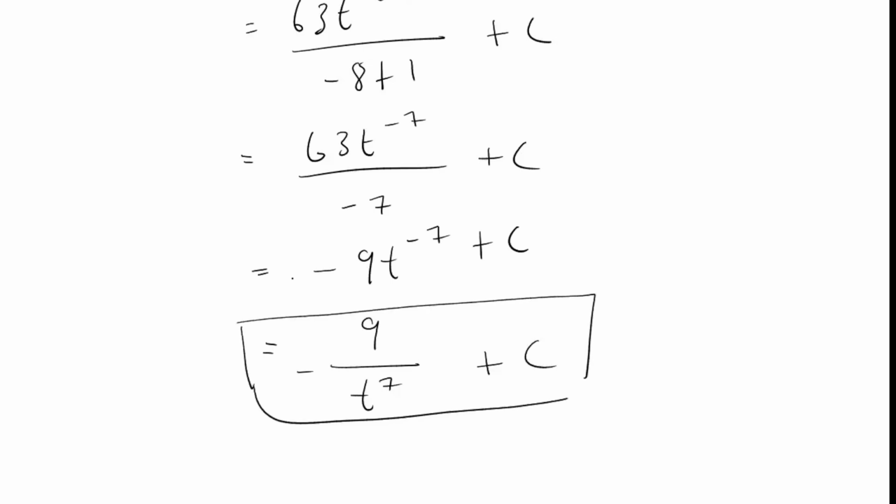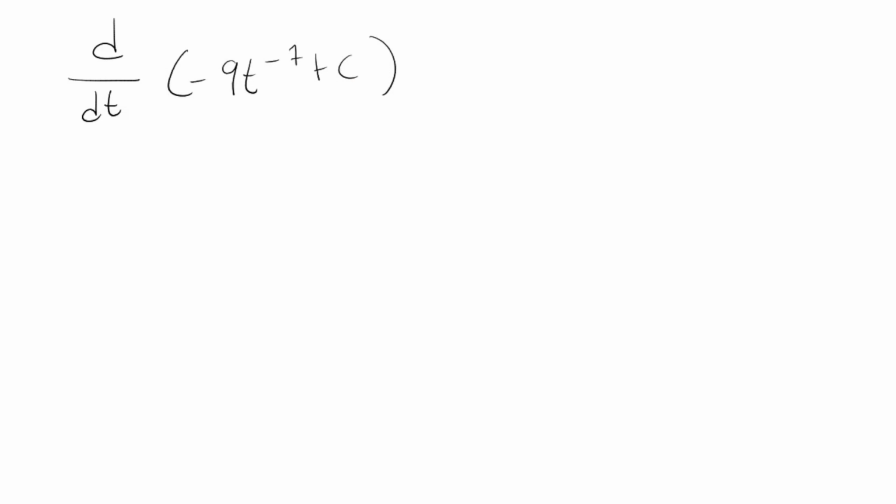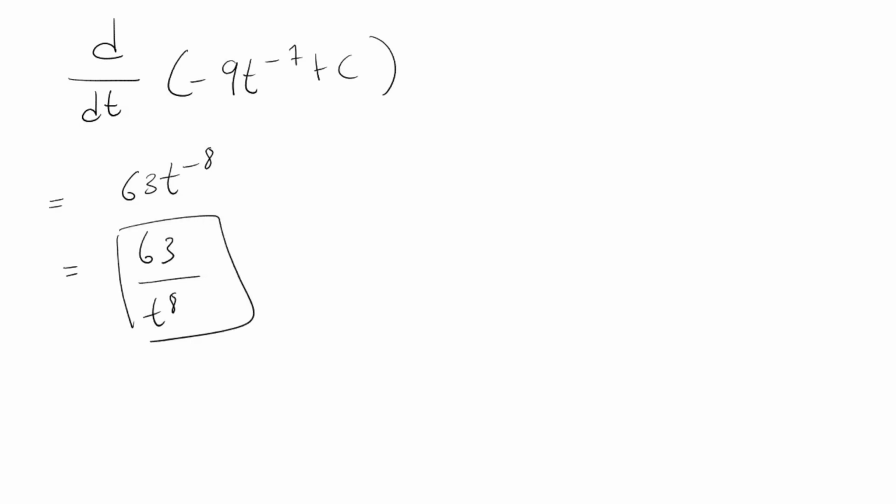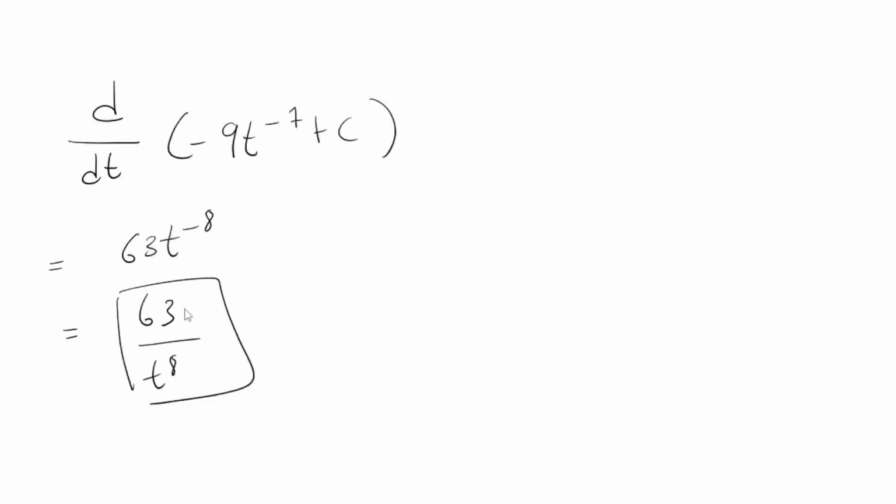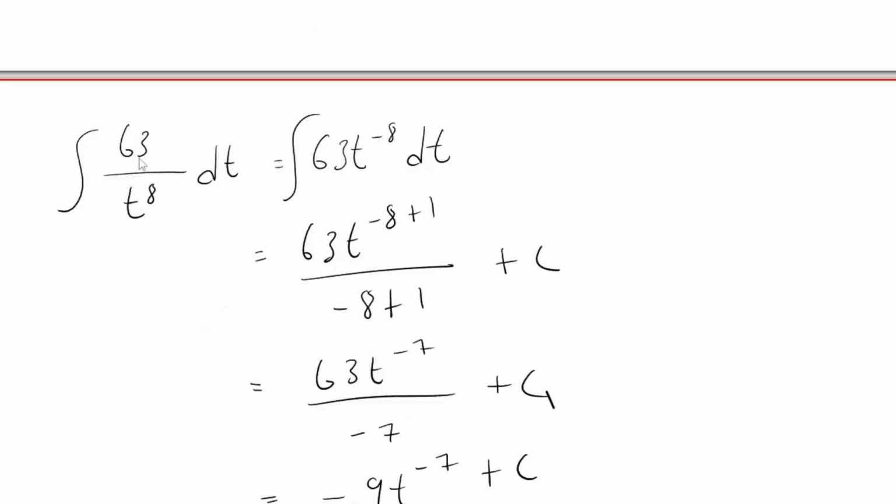That's it. Let's take the derivative of negative 9t to the power of negative 7 plus c to verify that what we calculated for the integral is correct. So let's use power rule over here. So it would be 63t to the power of negative 8, right? And now we can turn that into 63 over t to the power of 8, right? And now if we check our answer here, oh, it seems that we have the same thing.